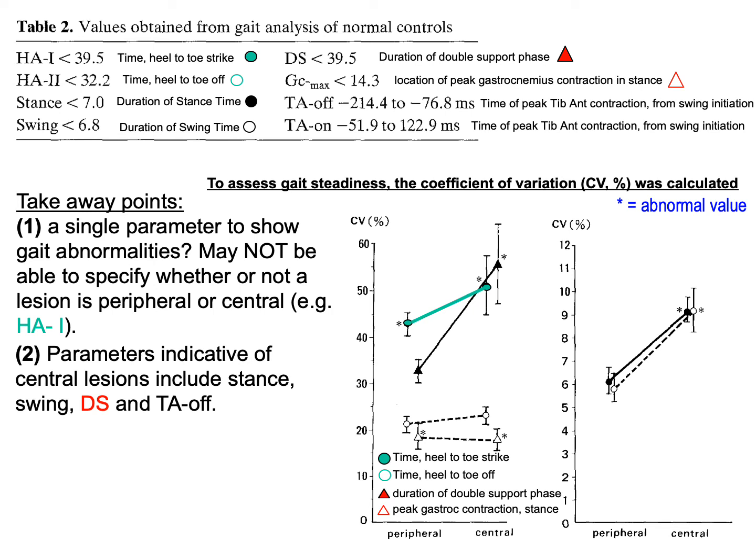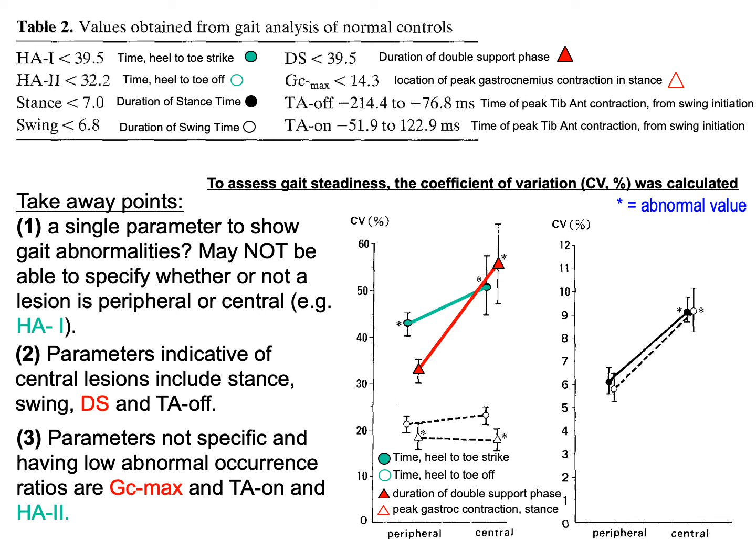They did actually determine that some parameters may be indicative of central lesions, and these included the stance and swing and double support time. So I've highlighted double support in the red triangles here. Those seem to be really indicative and a better metric for trying to understand what was happening within the group with central vestibular lesions. So a more robust metric, if you will.